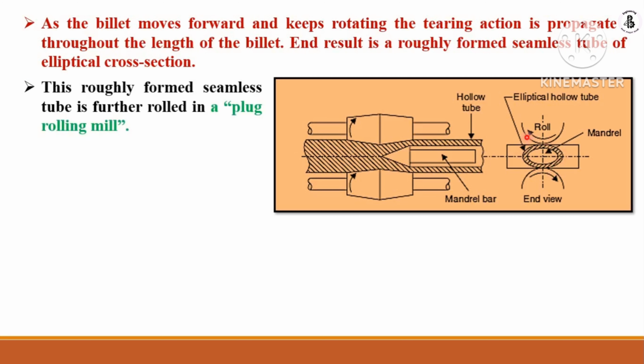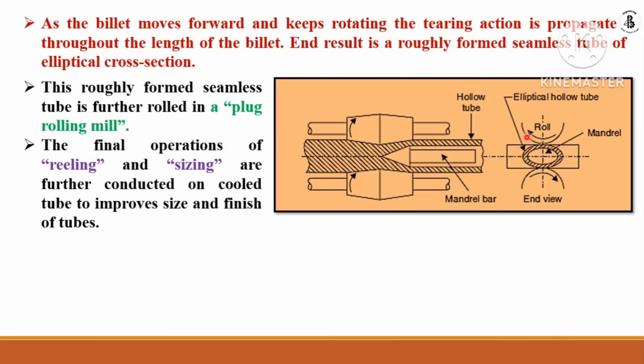This roughly formed seamless tube is further rolled in plug rolling mills. The final operations of reeling and sizing are further conducted on cool tubes to improve the size and finishing of the tubes. I hope you can understand this.